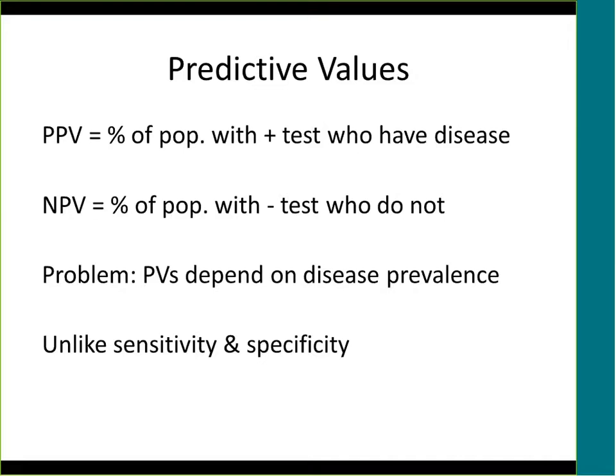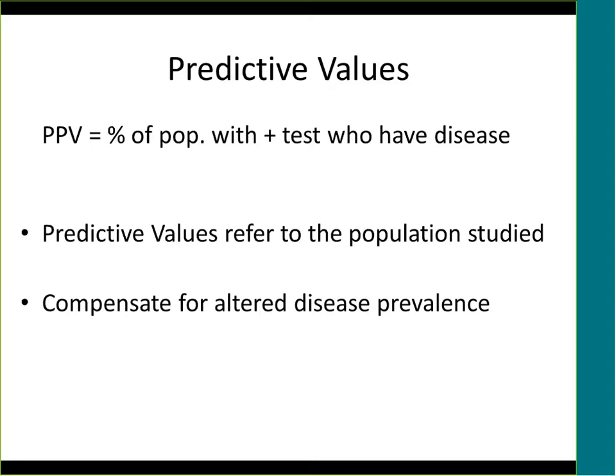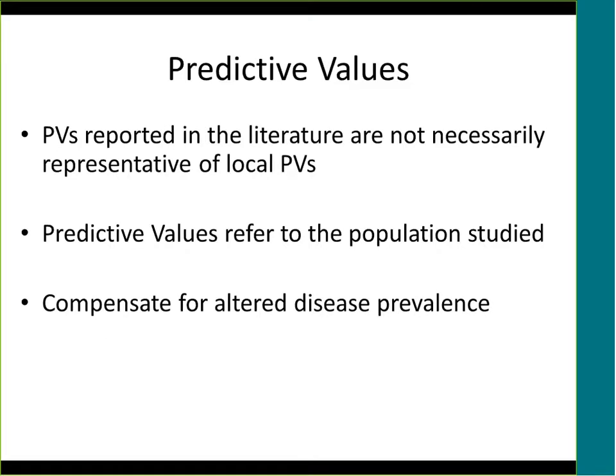And this will vary. So in a tertiary academic center, often you have high prevalence of disease. In a community hospital, you may have a much lower prevalence of disease, and you have to make corrections for those changes in prevalence. So as I've said, you have to look at the prevalence reported in the literature and see if they are representative of your local prevalences. And they may not be, and you may have to compensate for that.